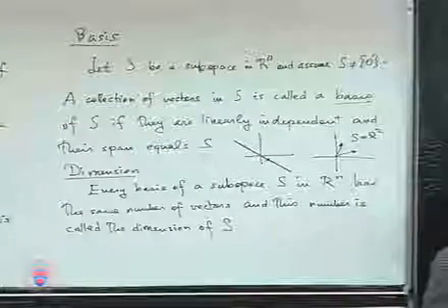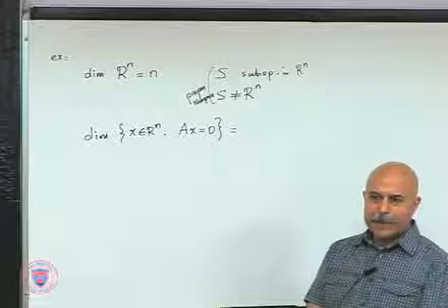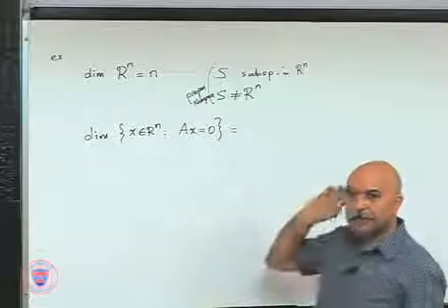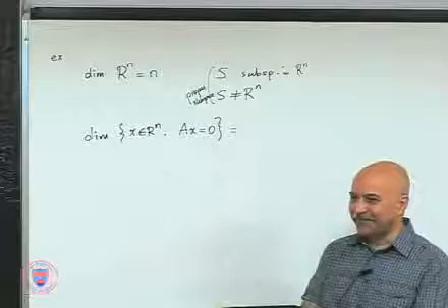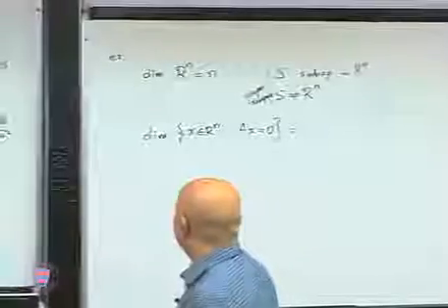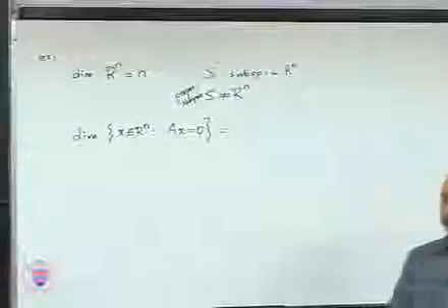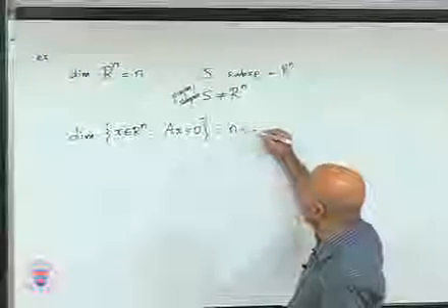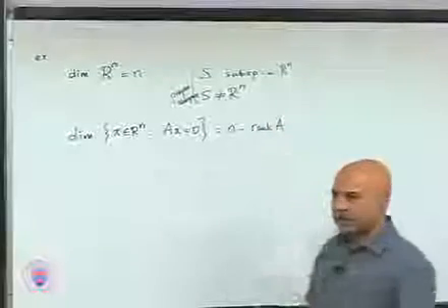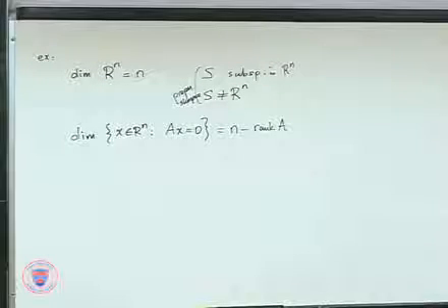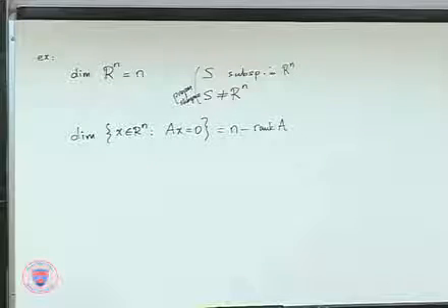Examples. Say that again. 1? No, it's not 1. It's usually more than 1. Pardon? Rank of A? No. It's related to rank of A. N minus rank of A. The dimension of the space minus rank of A. Yeah, that's what it is. Anybody has any idea why? Number of linearly independent vectors.